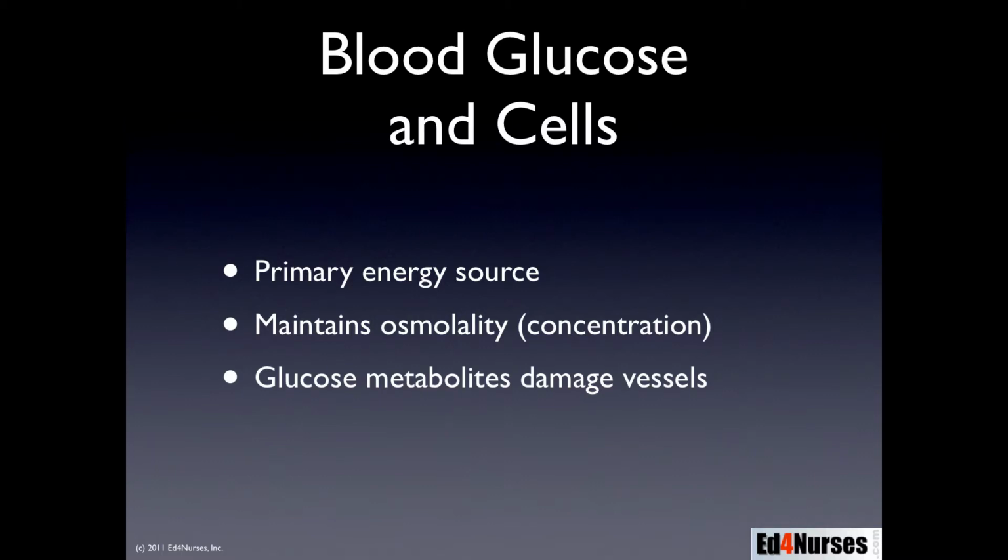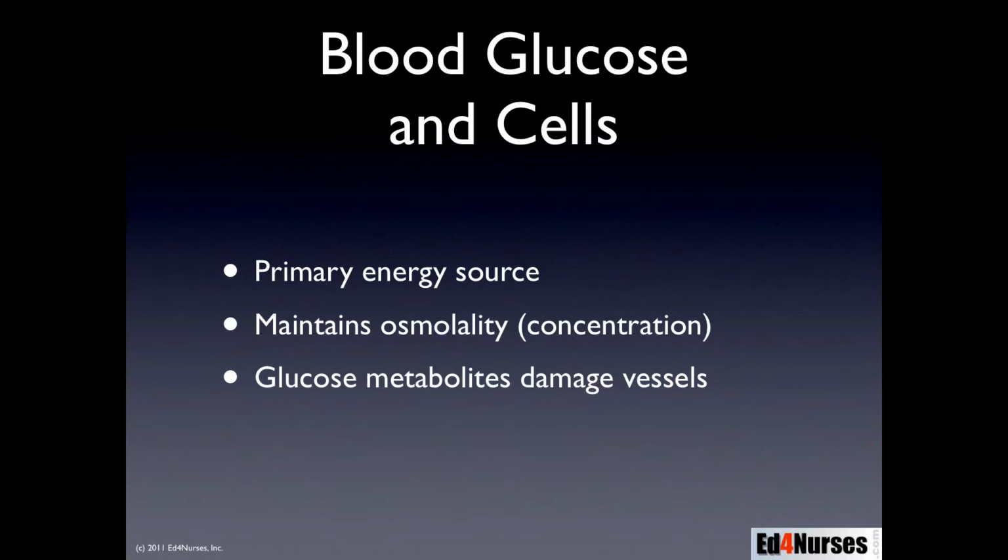First of all, it is the primary energy source for the body. All of the cells in the body need it. Particularly, we're going to be concerned about the brain, because the brain cannot live very long without having an adequate supply of blood glucose. We'll come back to that.